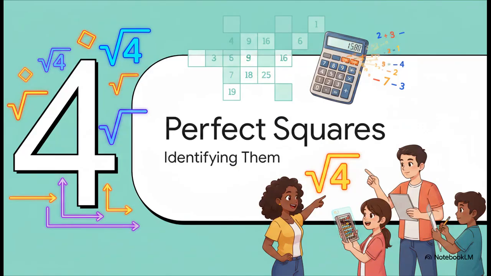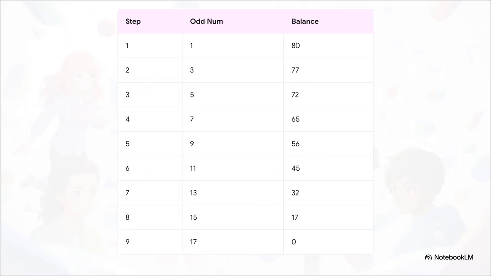Let's put this into practice with section 4, identifying a perfect square. Let's test out the number 81. We start by subtracting 1, leaving us with 80. Then we subtract the next odd number, 3, dropping us down to 77. Then minus 5, minus 7, minus 9. And as we cascade down these odd numbers, our balance is just dropping lower and lower.